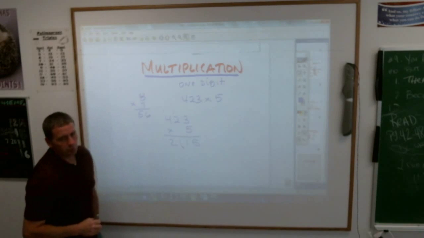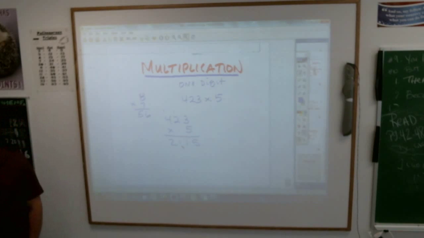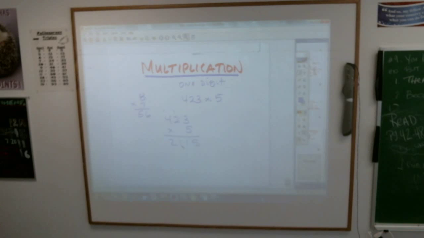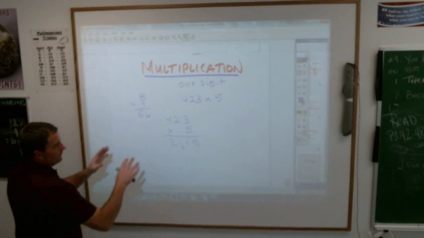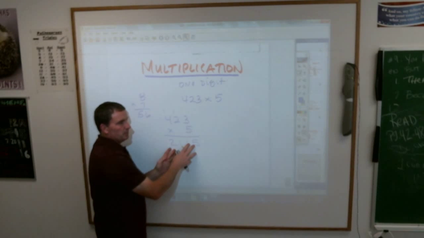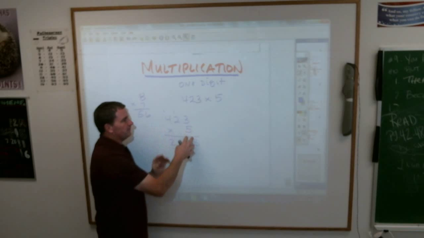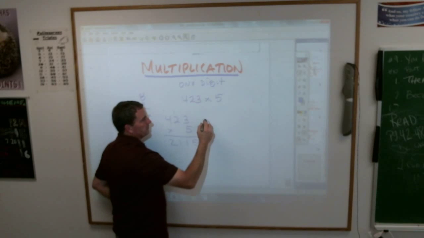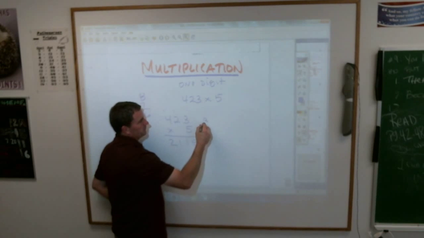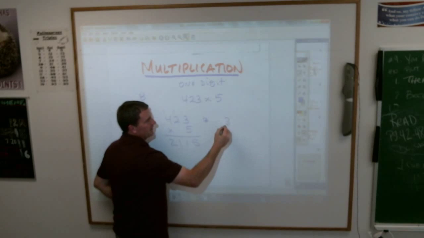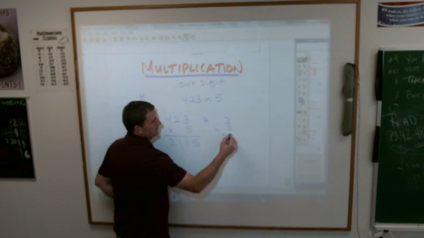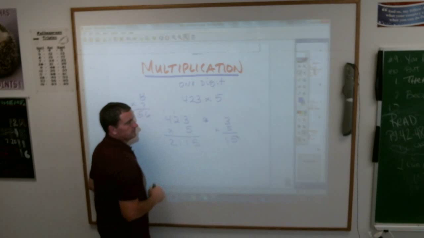Now, what you probably don't realize, and here's where you got to think a little bit in math, is that when you do that, what you're doing is a shortened, condensed form of doing 3 different problems. In other words, when you multiply 423 times 5, what you did was this. The first thing you multiplied was 3 times 5. And that's where the 15 came from.